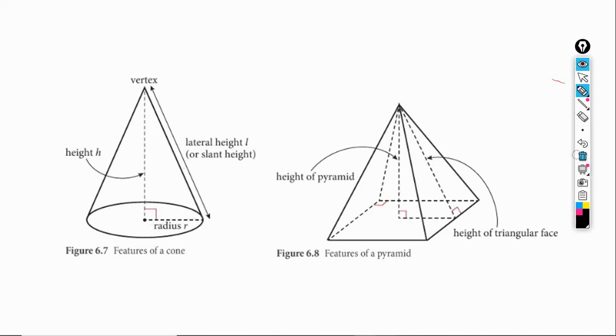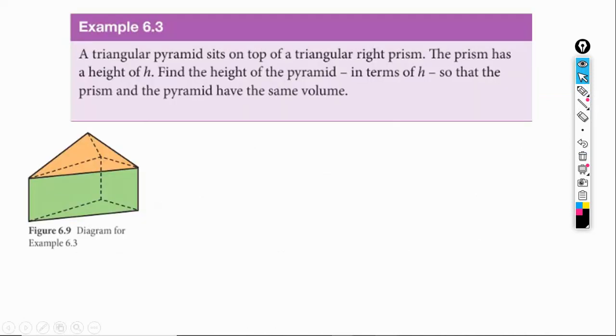Very well. So in the next slide, we actually have an exercise or an example. And it's example 6.3. And it says that a triangular pyramid sits on top of a triangular right prism. The prism has a height h. Find the height of the pyramid in terms of h so that the prism and the pyramid have the same volume. So in this question, they're basically asking us to compare the formulas for the volume of a pyramid, a triangular base pyramid, and of a triangular right prism.